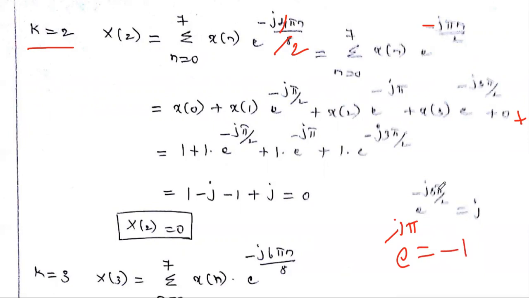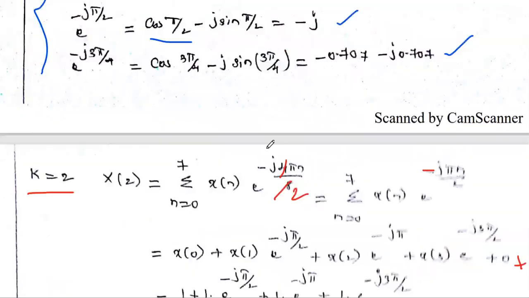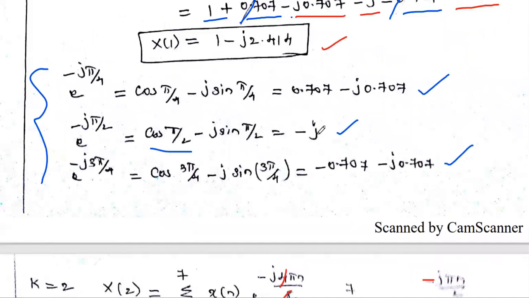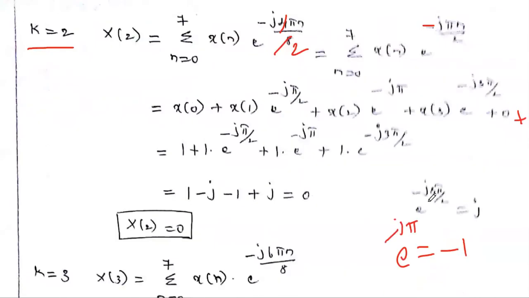Similarly, e power minus j 3 pi by 2 answer is plus j. So you may remember some of the answers. That is, e power minus j pi by 2 is minus j. e power minus j 3 pi by 2 is j. Similarly, e power minus j pi is minus 1. So some values you just remember, or otherwise you may calculate using a calculator.